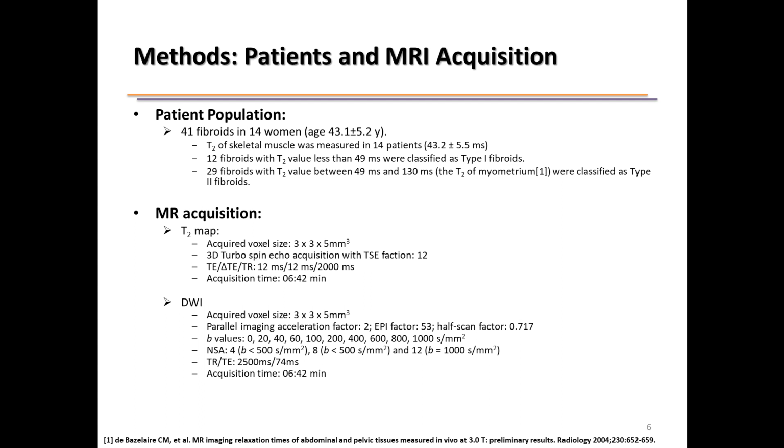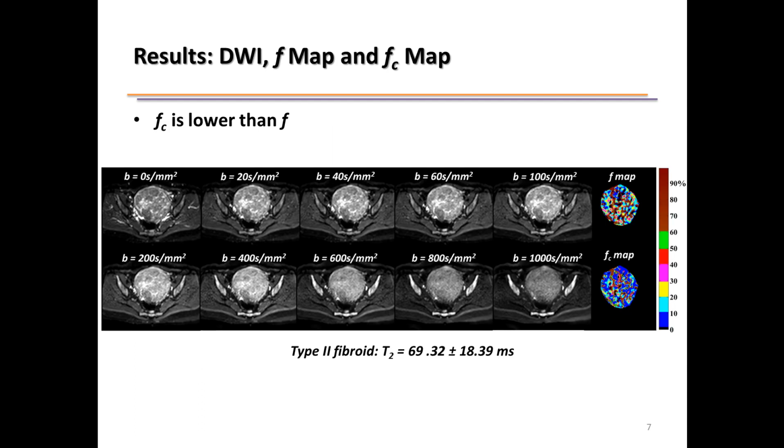And we used 130 milliseconds, which was a reported T2 value of myometrium, as a reference value to separate type 2 and type 3 fibroids. Finally, we have 12 type 1 fibroids and 29 type 2 fibroids in this study. No type 3 fibroids were found.